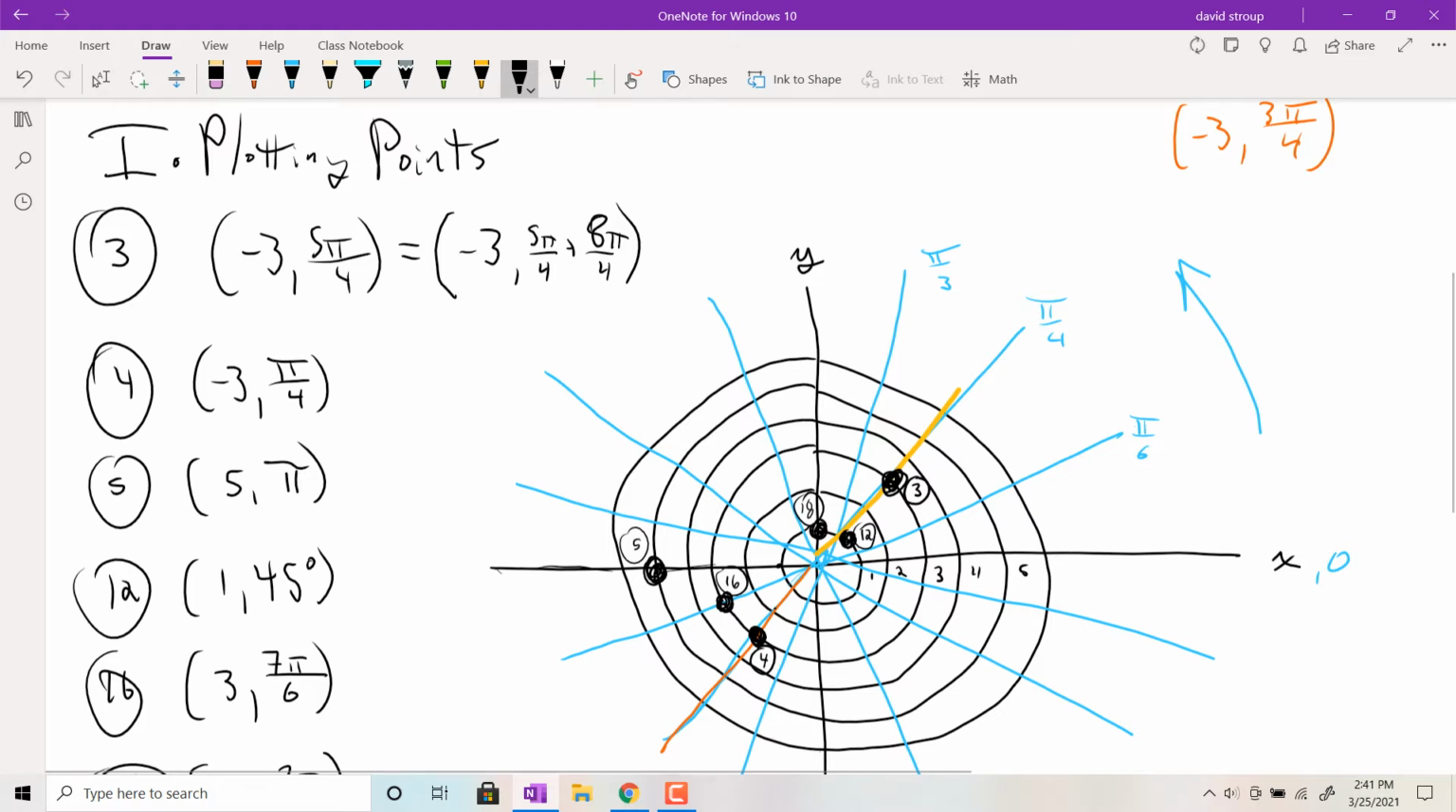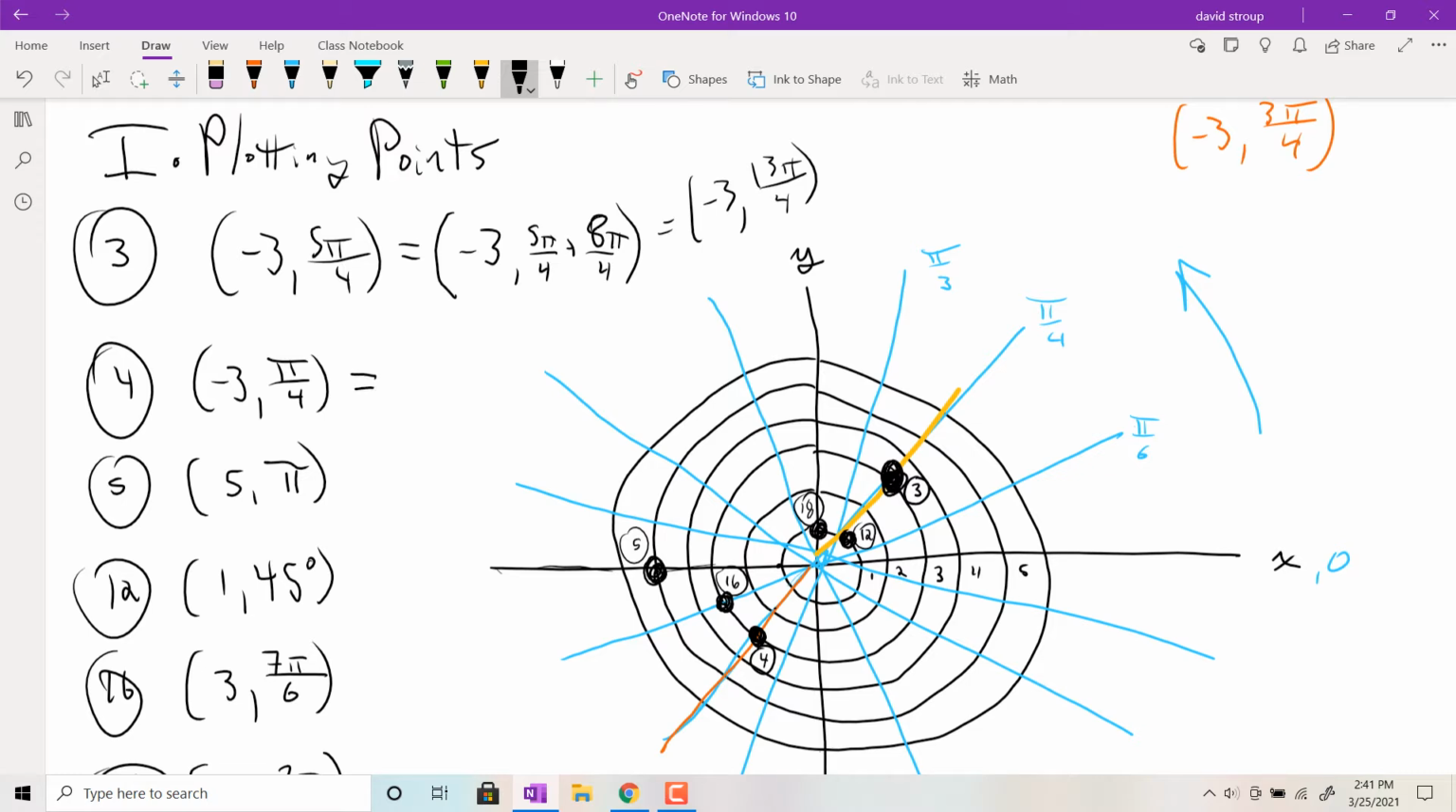Okay? So that'll be -3 comma 13 pi over 4. And if you allow me to, 1, 2, 3, 4, 5, 6, 7, 8, 9, 10, 11, 12, 13 pi over 4, and then 1, 2, -3. So yeah, it's the same point. So it's one way to do it.